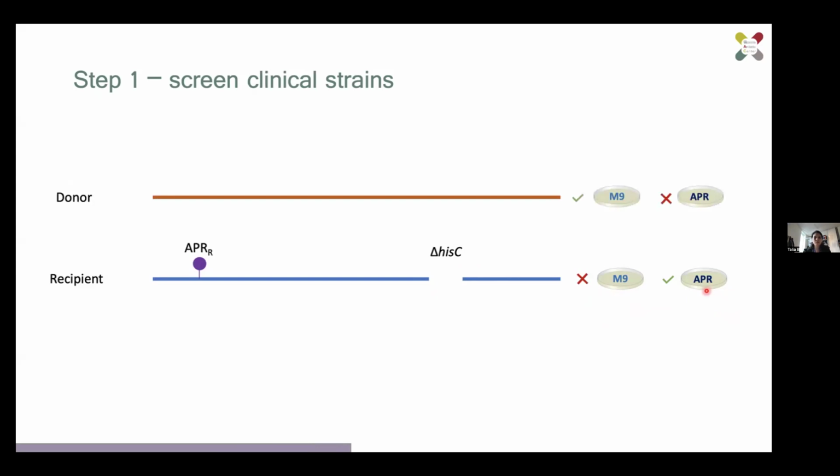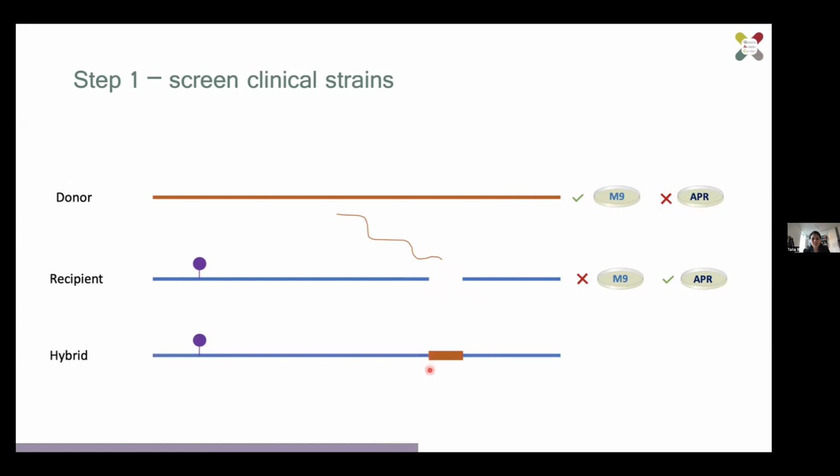And then if we add the donor to the mixture, this donor is not modified by us. So it can synthesize all the amino acids. It will be able to grow on minimal media, but it will be killed by the antibiotic apramycin. And if the donor, which is our clinical isolate, transfers DNA into the recipient, and this DNA happens to be this little part that we deleted, it can be integrated into the recipient's chromosome. Now we have a hybrid because we have chromosomal DNA that's coming from two different strains. So now this hybrid can grow on minimal media and on apramycin.